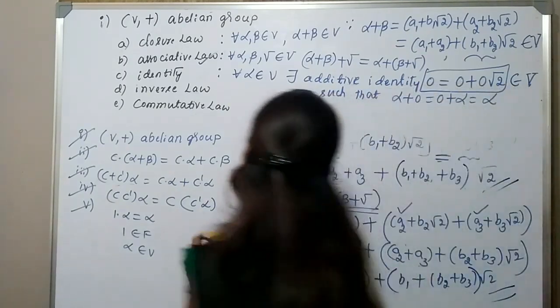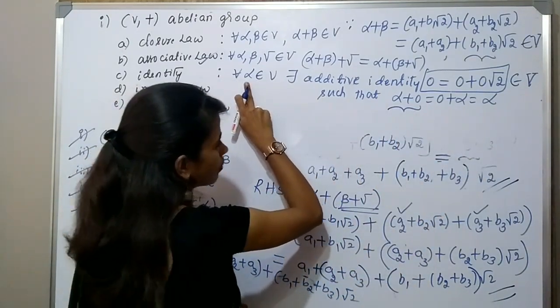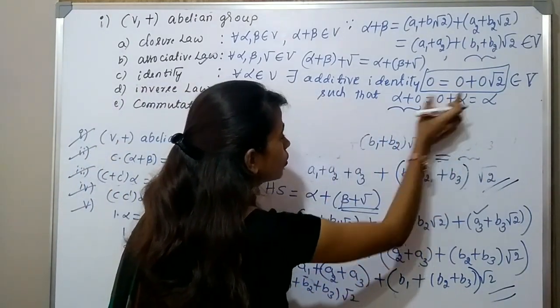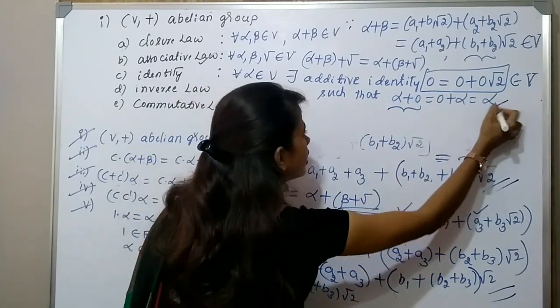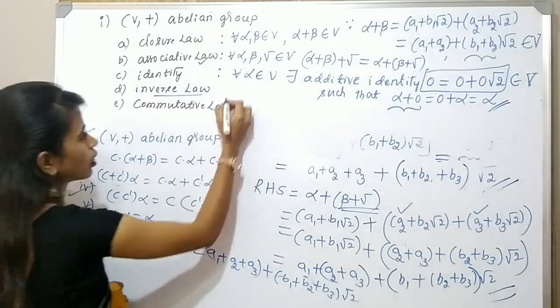Okay. So if I take alpha plus 0, alpha is a1 plus b1 root 2 and 0 is 0 plus 0 root 2. If I add these two, then we get alpha itself. So that is the identity. Next, inverse law. What is the inverse law?